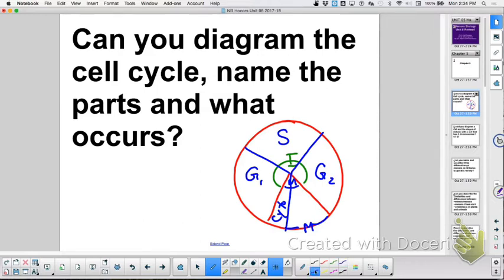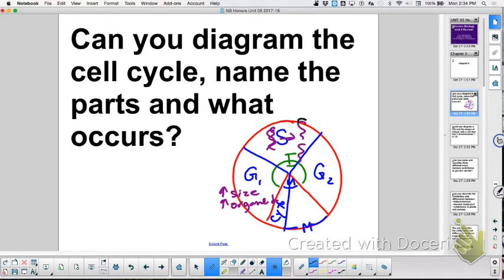What happens here? Increase in size. And what else do you make? Organelles. Good. What happens here? Synthesis of DNA. That was super clever. And then what happens in G2? Proteins. Good. All right, then could you break down the M stages? Yes. What are they? Prophase, metaphase, anaphase, telophase.